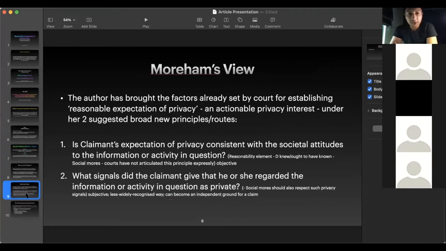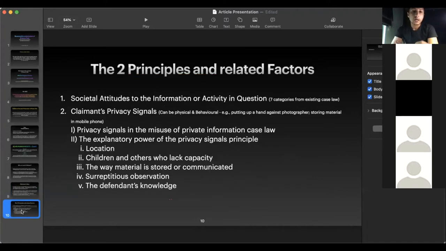The second principle that she gives is the question you have to ask: what signals did the claimant give that he or she regarded the information or activity in question as private? And there are five factors within this second principle. There's the factor of location. The second is the children and others who lack capacity. The third is the way the material is stored or communicated. The fourth is the surreptitious observation, and the fifth is the defendant's knowledge.